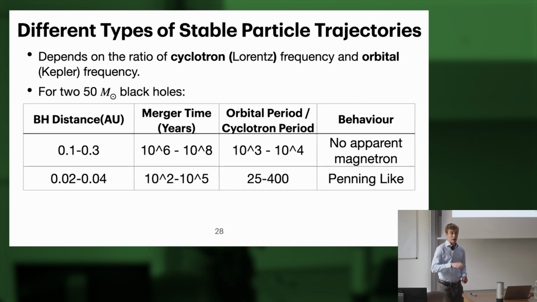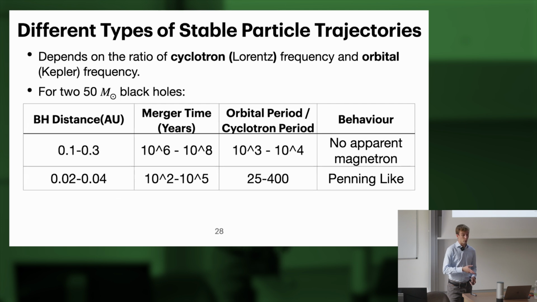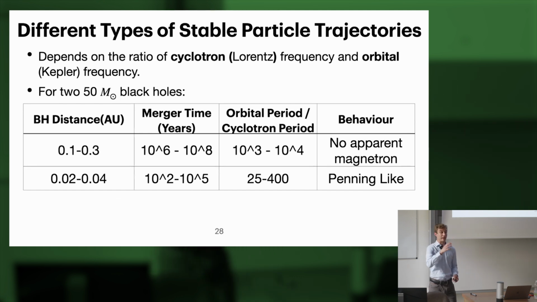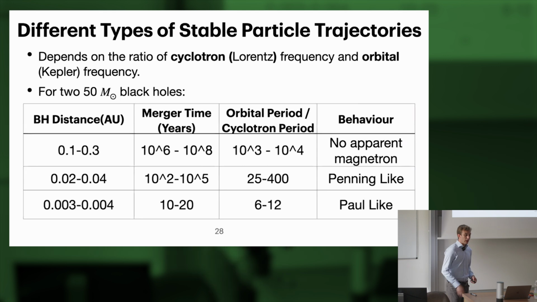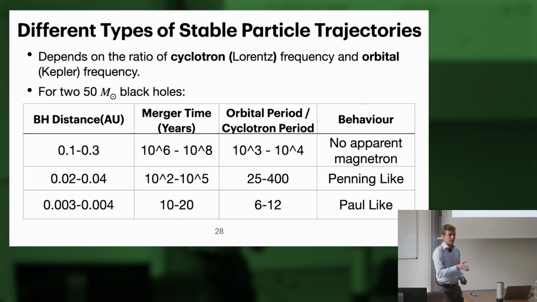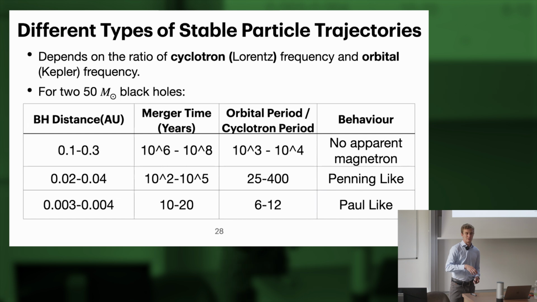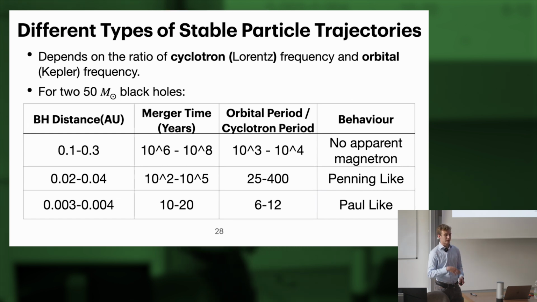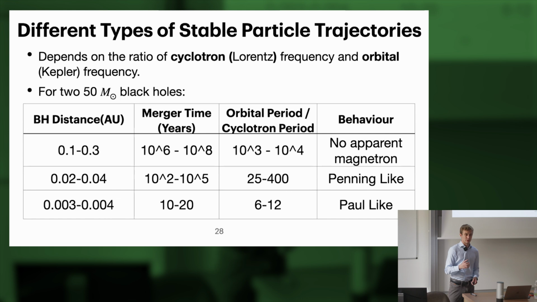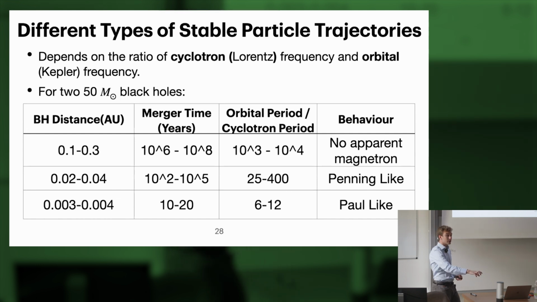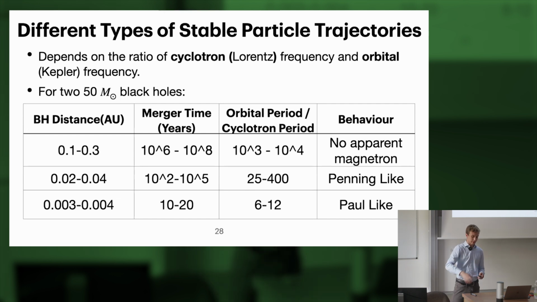If they are around the hundredth of an AU, then they have a merger time of 10,000 years, and an orbital to cyclotron ratio of around hundreds, and we see the Penning trap-like motion in all directions. And finally, when it is around 1/1000th of an AU, the merger time is within 10 to 20 years, and the orbital period to cyclotron ratio is 6 to 12. And this is where it starts to get weird, because only 6 cyclotron motions are done before the black holes have fully rotated. And this actually creates a Paul trap-like stability, and now we are starting to get a small crossover.